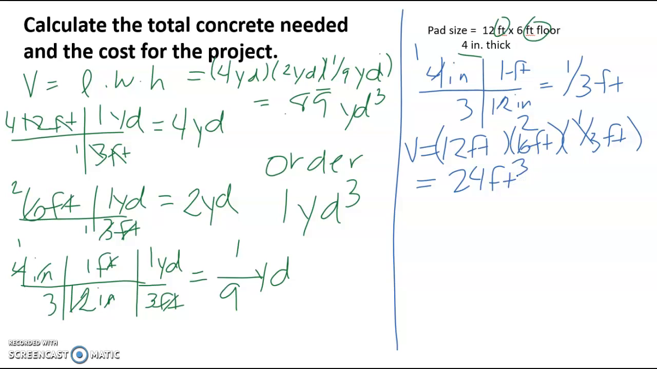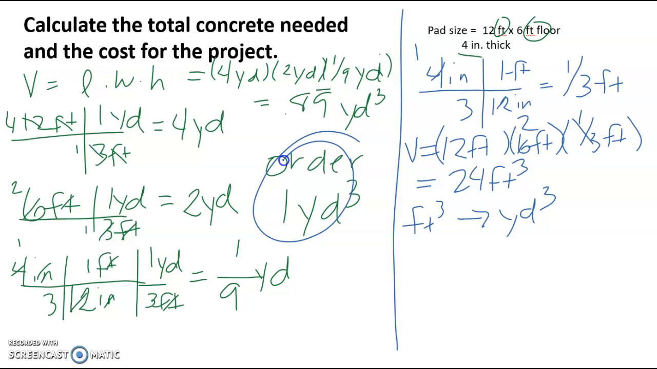Because I have feet times feet times feet, be really careful with your units here. Now, when I'm converting feet cubed to yards cubed, here's what happens. A lot of students want to just take that 24 and divide by 3. That's not going to work, because I'm going to end up ordering way over what I need. I'd get 8 cubic yards, where before we only got 1 cubic yard. That's a lot of extra concrete.